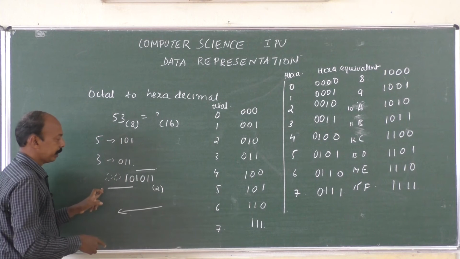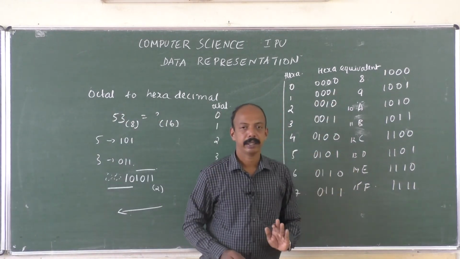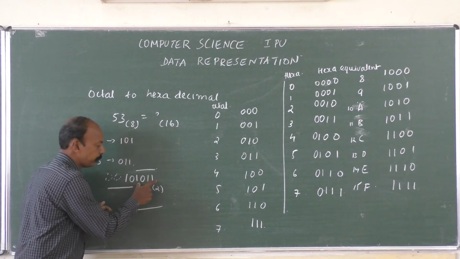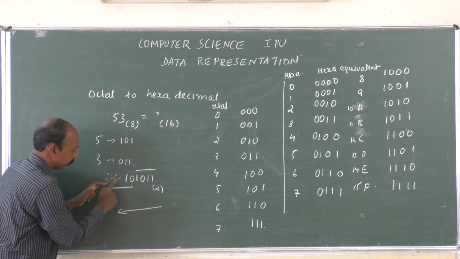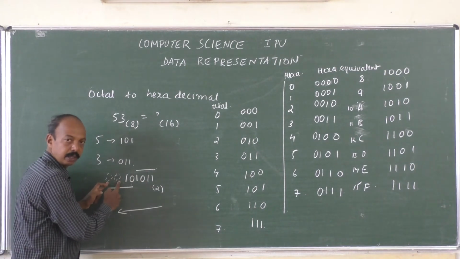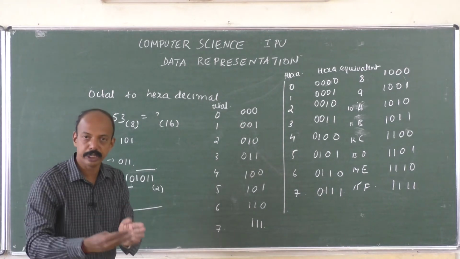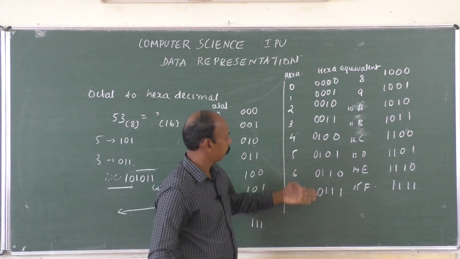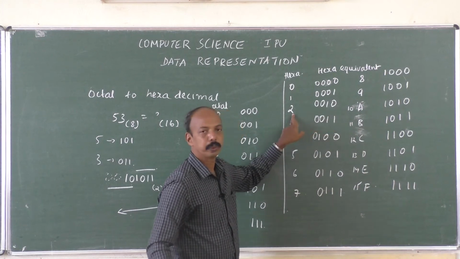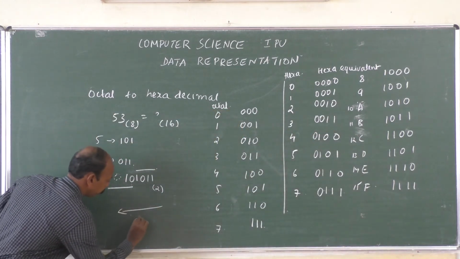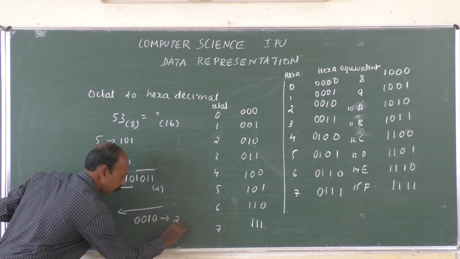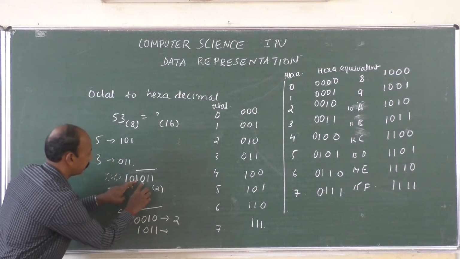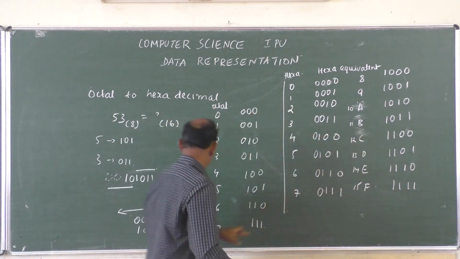Now its equivalent in hexa we have to write. First group of 4, second group of 4. The first group of 4 is 0, 0, 1, 0. Actually these two zeros were not there. In order to make them into groups of 4, we have added 2 zeros to the left side. That's why now it is 0, 0, 1, 0. 0, 0, 1, 0 in hexa is what? It is 2. So write that 2 here. Then 1, 0, 1, 1 is B.